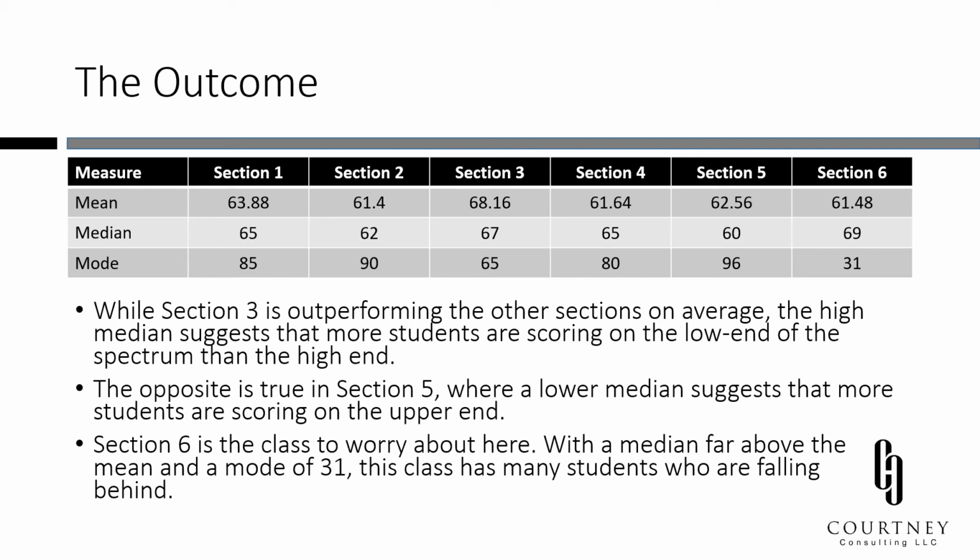Section 3 appears to be outperforming the other sections, but a high median suggests that more students are scoring on the low end of the spectrum. Section 5 shows the opposite phenomenon, with more students performing above the mean than below. The real class to worry about here is Section 6. They have a low mean that is far below the median. Section 6 also has a very low mode of 31%. There are definitely some kids falling behind in Section 6.